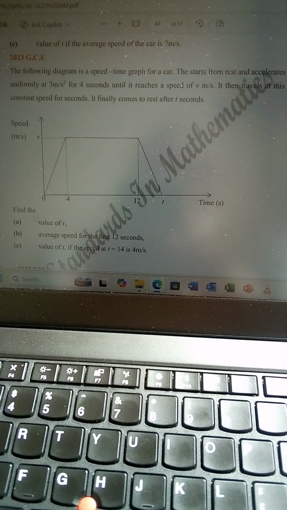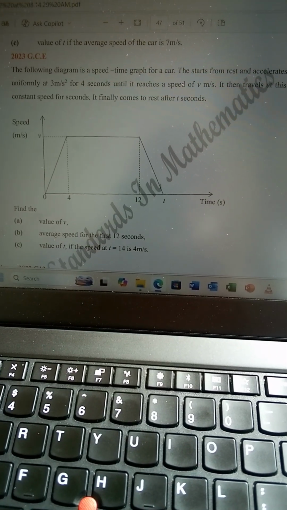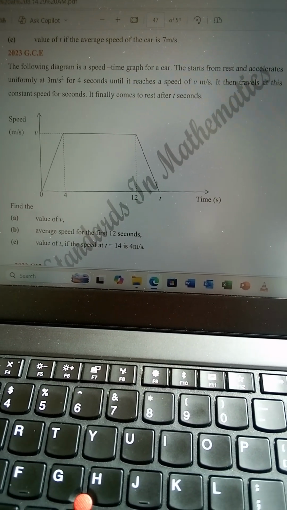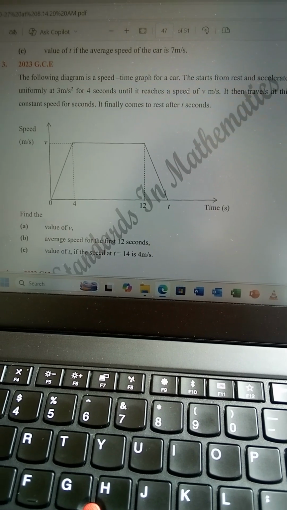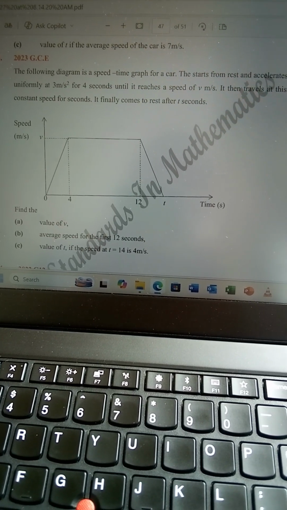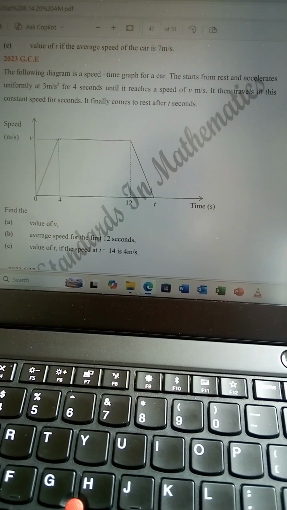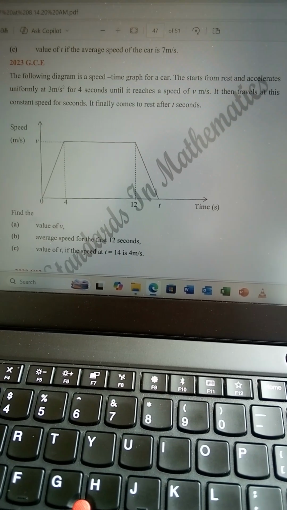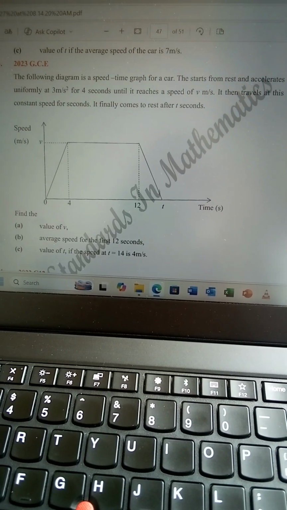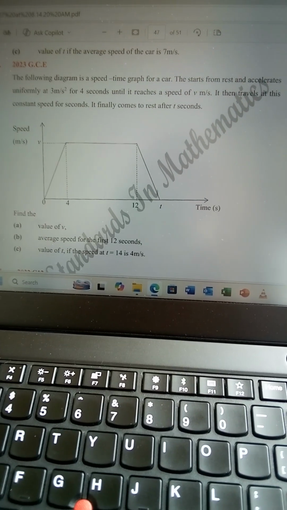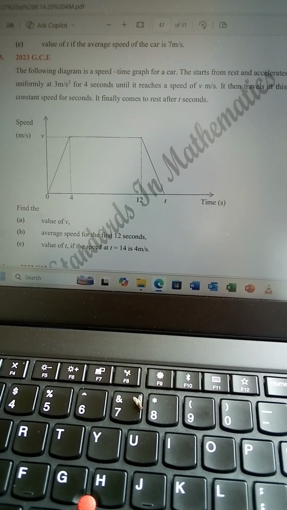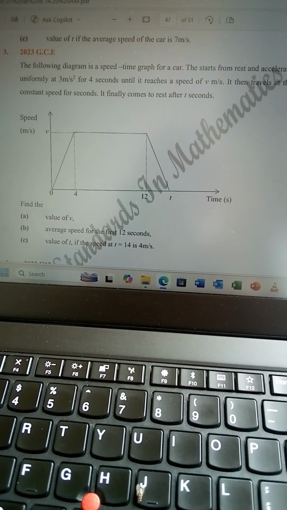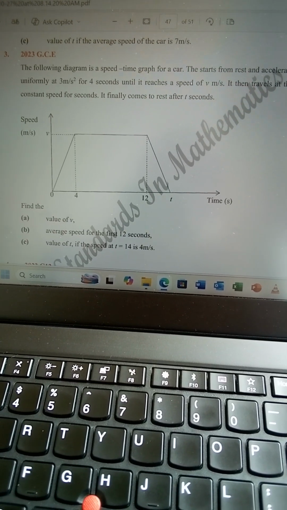Mathematics paper 1, and the question reads: the following diagram is the speed time graph of a car. The car starts from rest and accelerates uniformly at 3 meters per second square for 4 seconds until it reaches a speed of v. It then travels at this constant speed for some seconds. It finally comes to rest after 2 seconds. So that is just the speed time graph illustrated below, and then they are saying find the value of v.